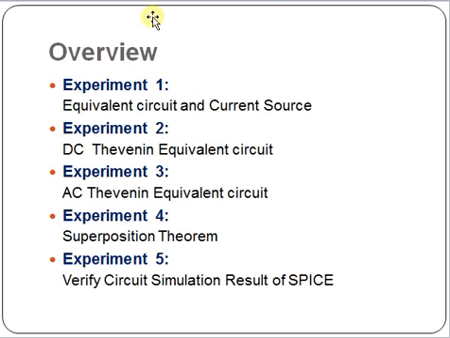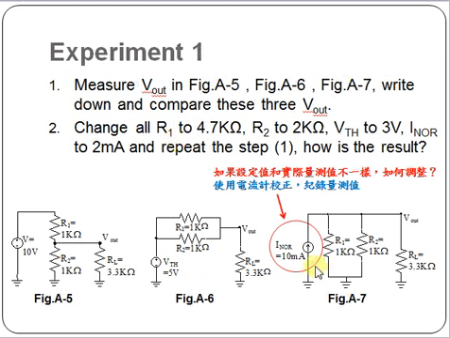We have 5 experiments in this lab. Experiment 1. In this lab, we're going to verify the concept of equivalent circuit. This is the original circuit, and this is the Thevenin equivalent circuit of the original circuit, and this is the Norton equivalent circuit of the original circuit. Of course, these two circuits are also equivalent. You may calculate the resistance, voltage, and current to verify.